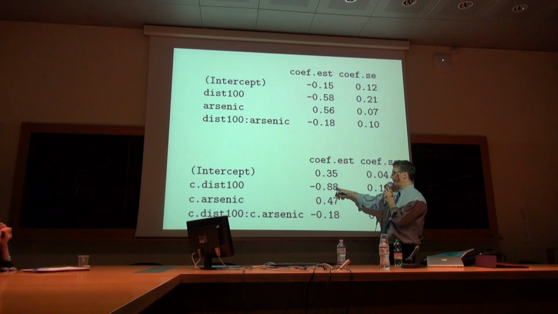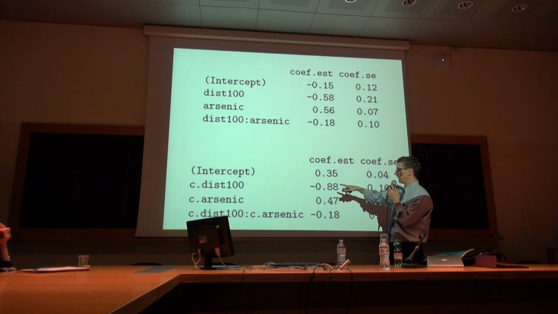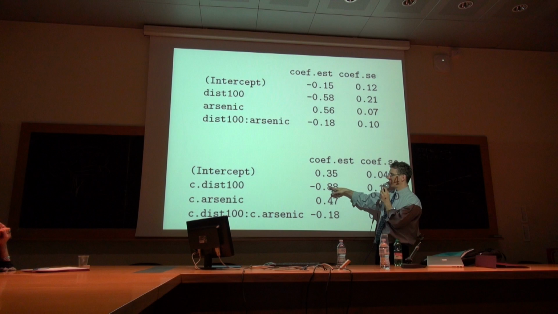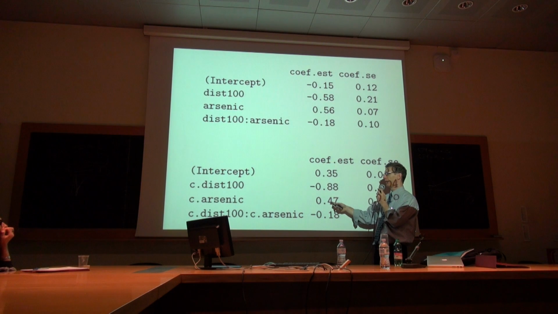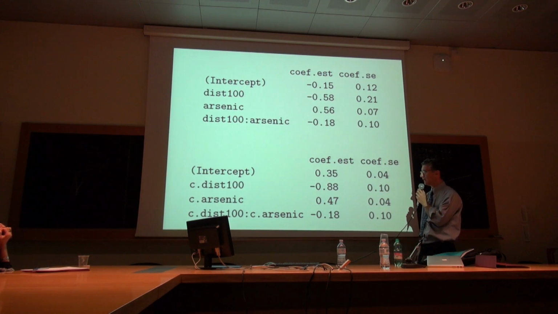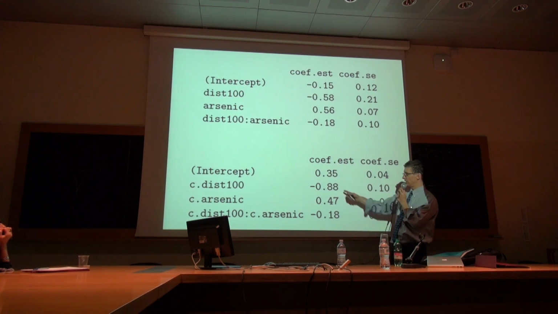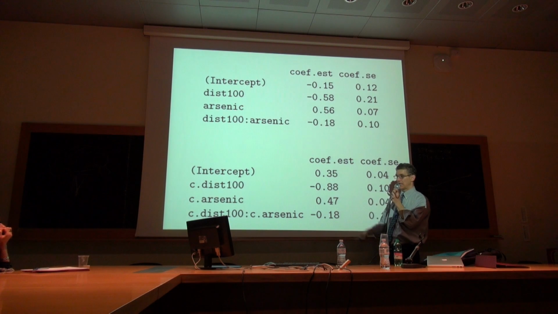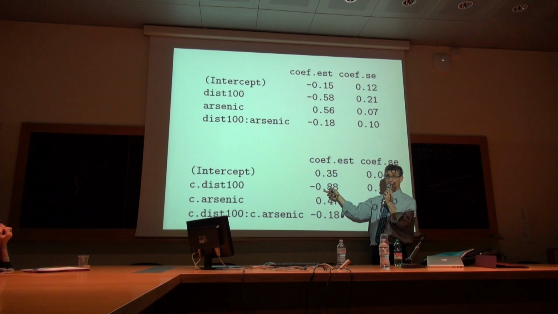So the coefficient is minus 0.88. So among households with an average arsenic level, increasing distance decreases your probability of switching by a certain amount. Among households that are an average level of distance, increasing the arsenic was increasing your probability of switching. Now, how do we interpret this interaction? What I'm going to do is start with the distance coefficient, minus 0.88. So that says for an average arsenic level, this tells you how much an increase in distance corresponds to a decrease in your logit probability of switching.